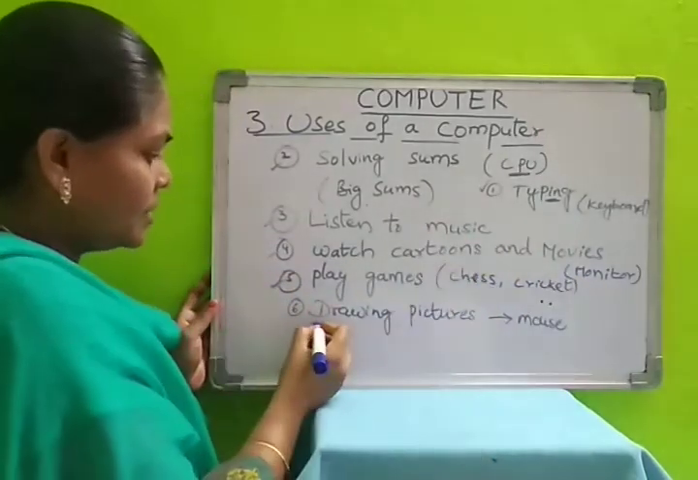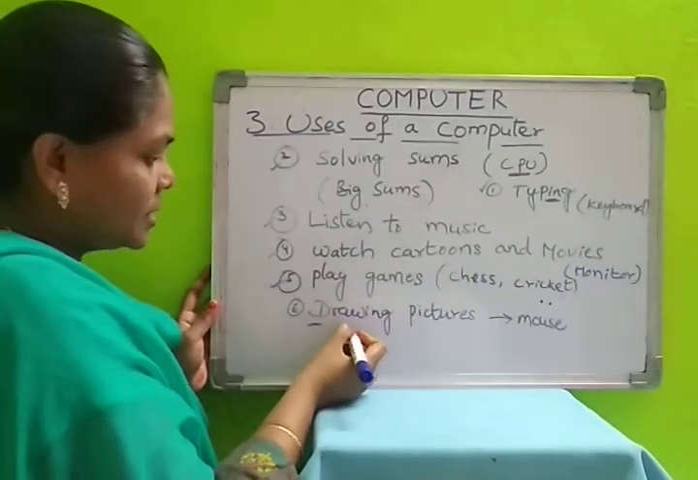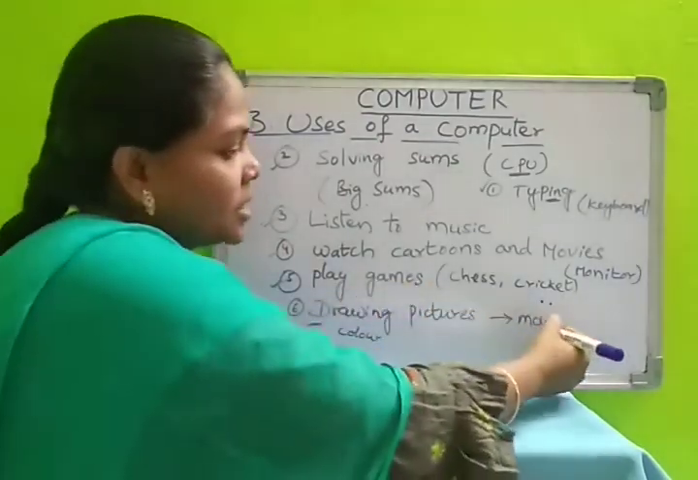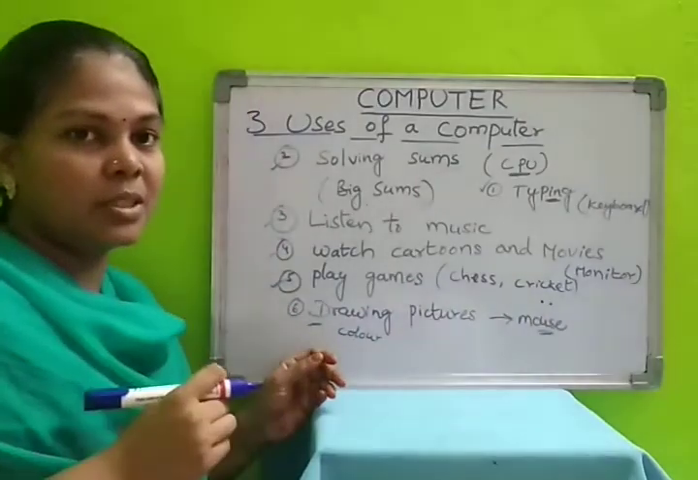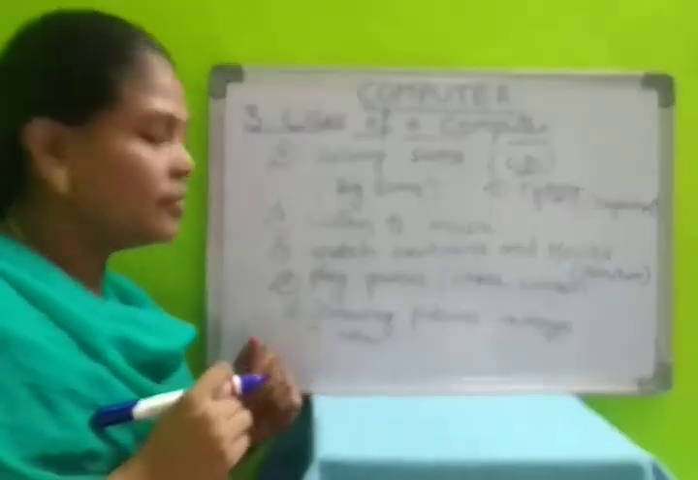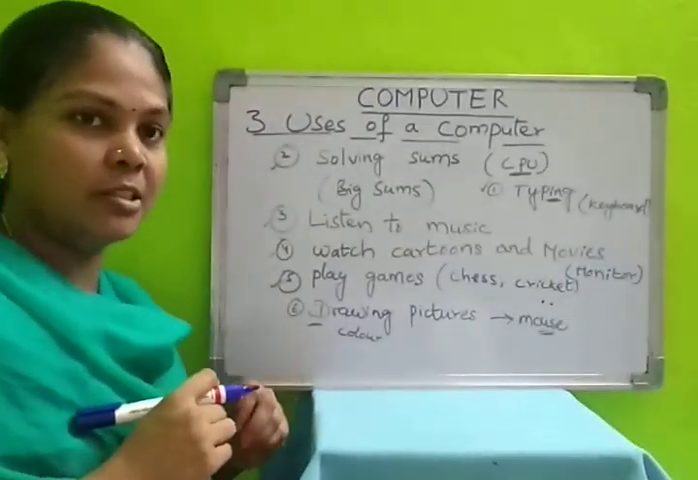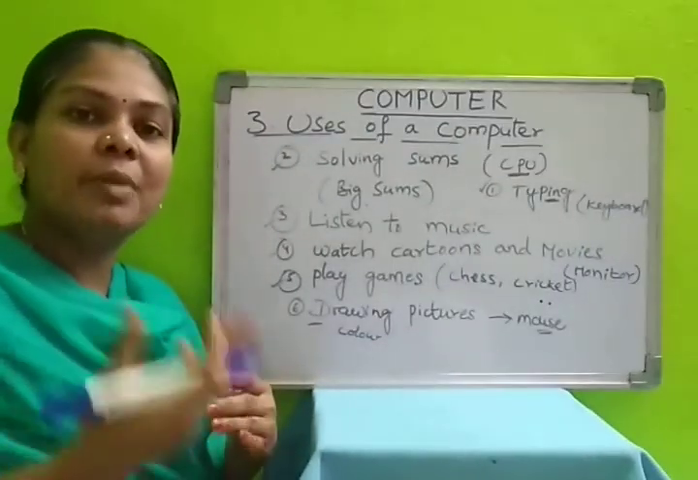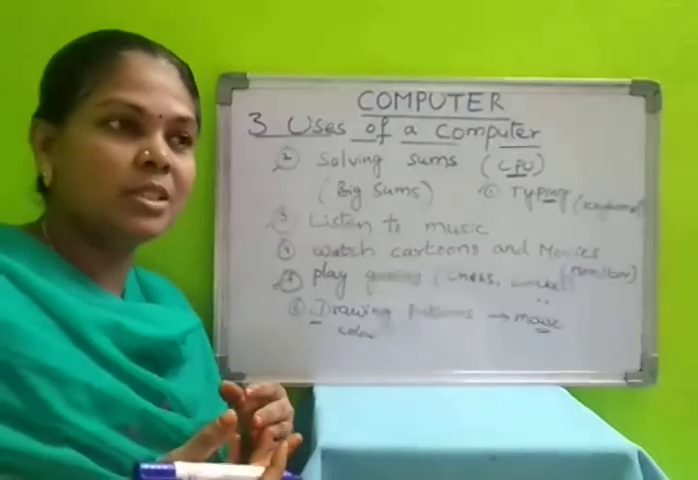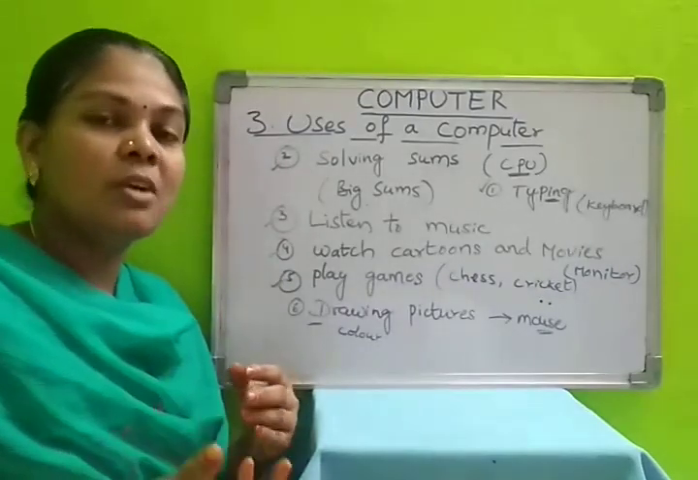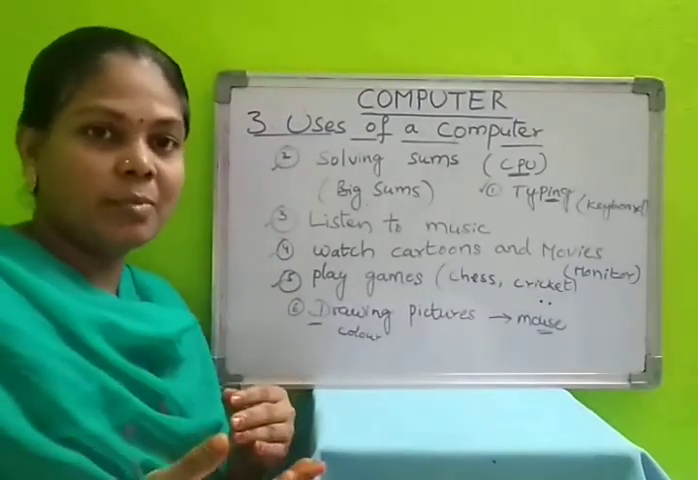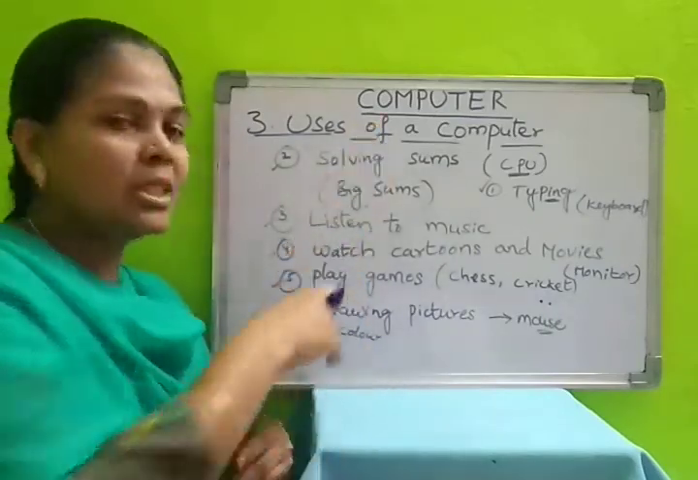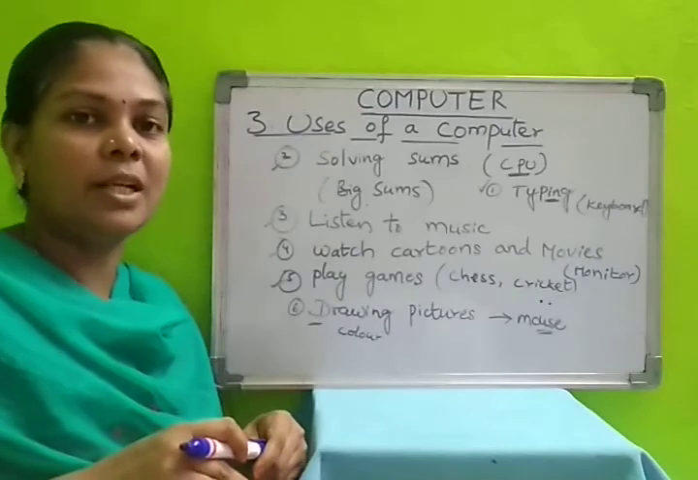Last one is drawing pictures. So you can draw pictures and you can color those pictures in the computer. So what is the device we use to draw and color pictures? Mouse. Using mouse we can draw and color pictures. Okay. These all are the uses of a computer. And what are the places where computers are used, what is the purpose in that place? All those we will learn in next class. Okay. So these uses I will show you in the system so that you can remember well.